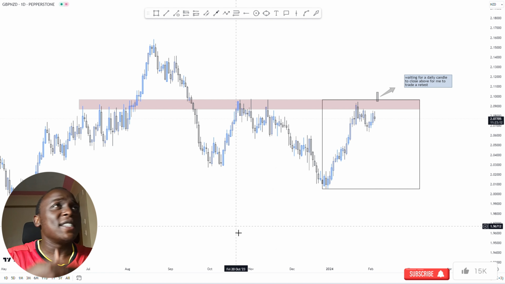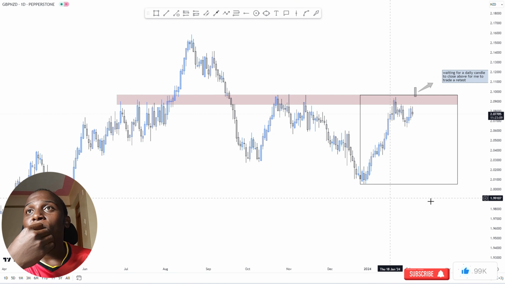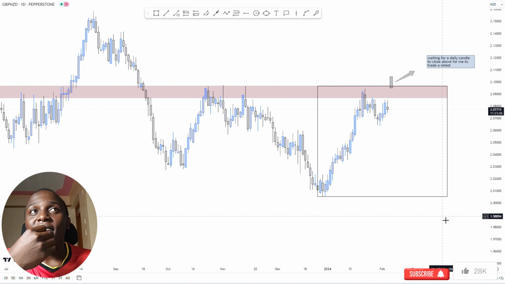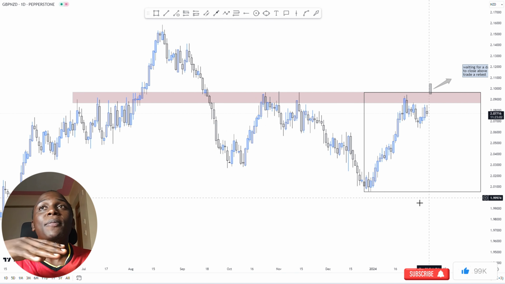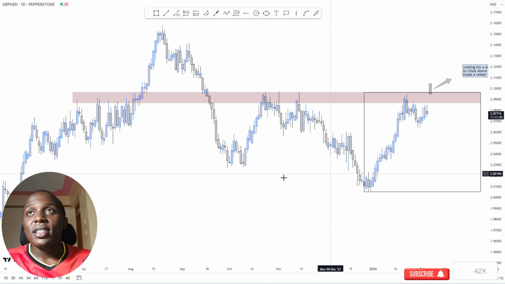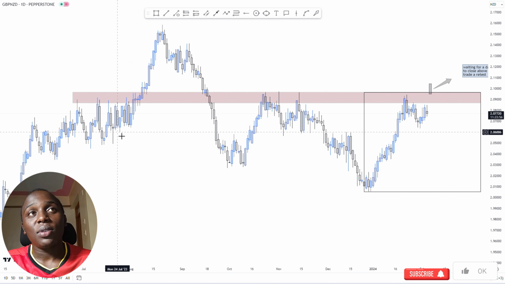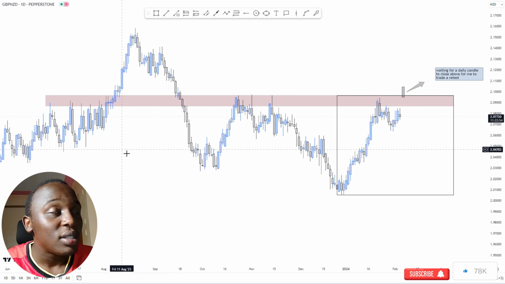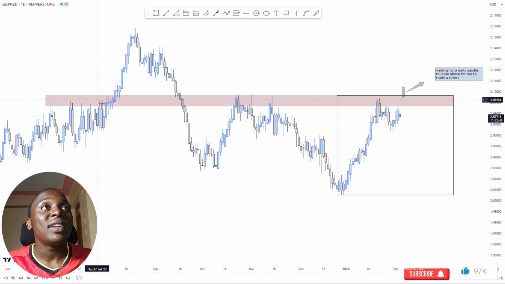So GBPNZD daily time frame, we first start by establishing the direction of the recent price action, and it is clearly an uptrend. And the next thing, we establish any support or resistance on the daily time frame which is close to the recent market price. So we can see we have a nice point of resistance right here. It has been tested many times.